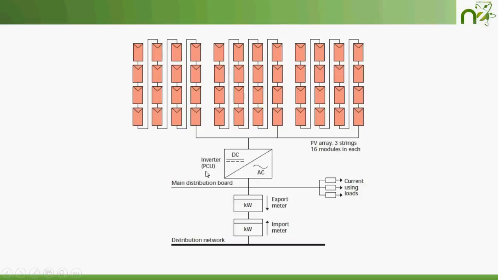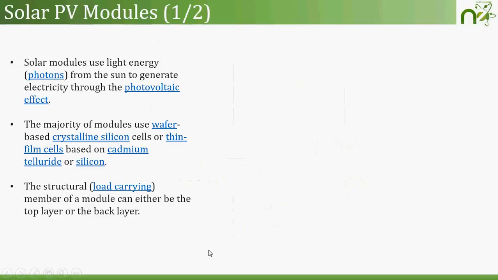DC into AC power, then it connects to the main distribution board, and then it has a meter which normally has an export meter and an import meter, and which is then normally connected to the distribution network.